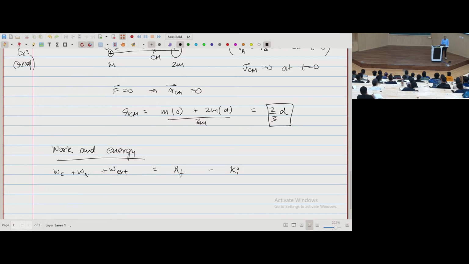They can either be conservative or non-conservative. So the sum of all the work done by all the different kinds of forces is equal to the change in kinetic energy. That's the work energy theorem.